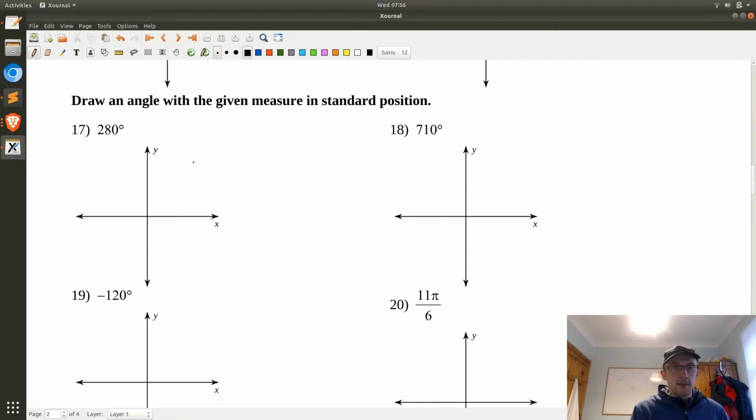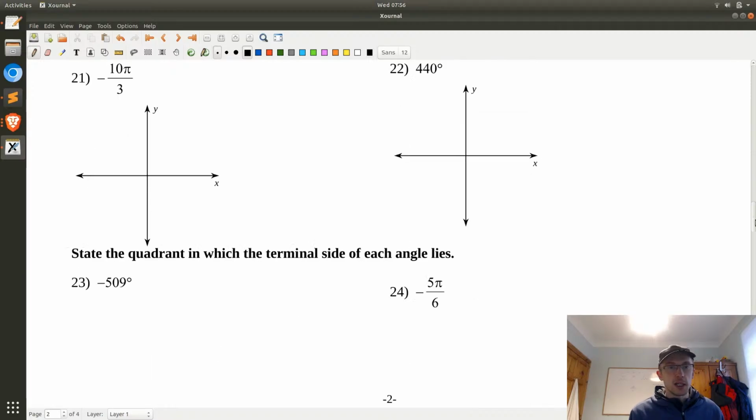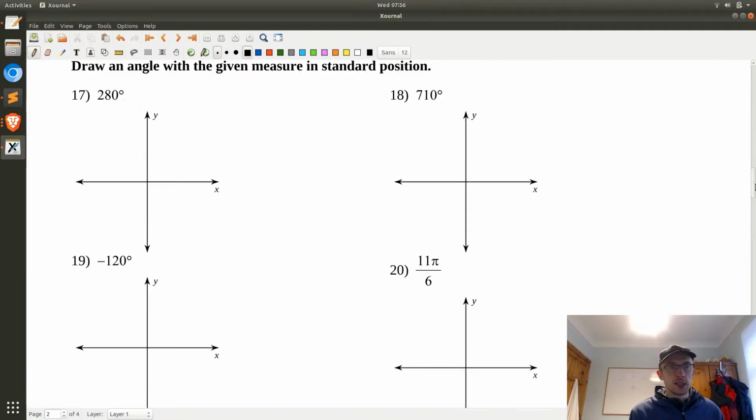Draw an angle with the given measure in its standard position. Okay. So, obviously, I can't do that on here because I don't have a protractor. And there doesn't appear to be one that's like built in. So, I'm just going to approximate just for now. 280 degrees. It'll look something like this.